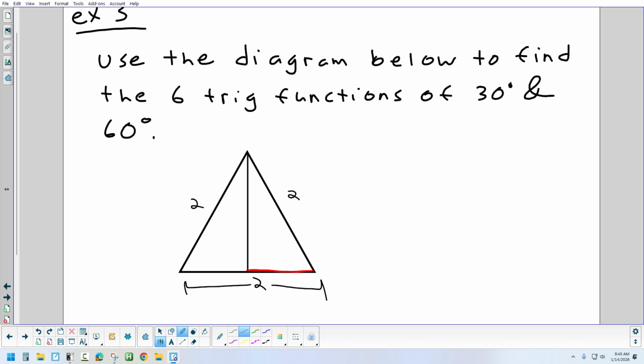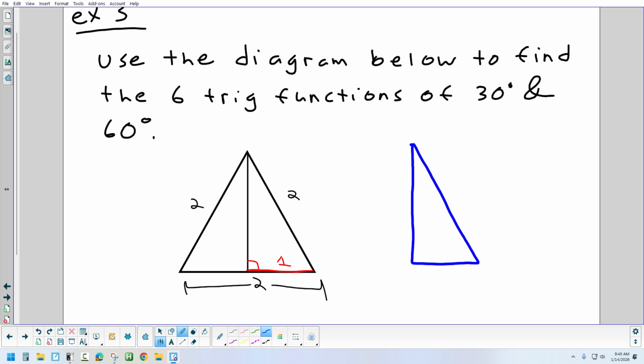Yeah? It's 1. So this side is 1 unit. The hypotenuse is 2 units. And I can find the long leg, which is that side I just drew, using the Pythagorean theorem. So here's the triangle you're working with.